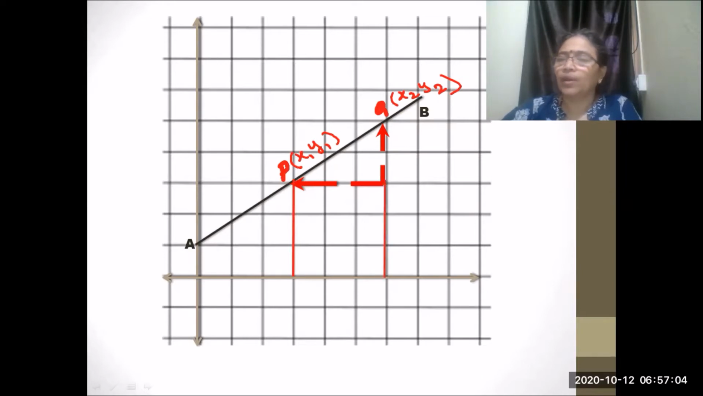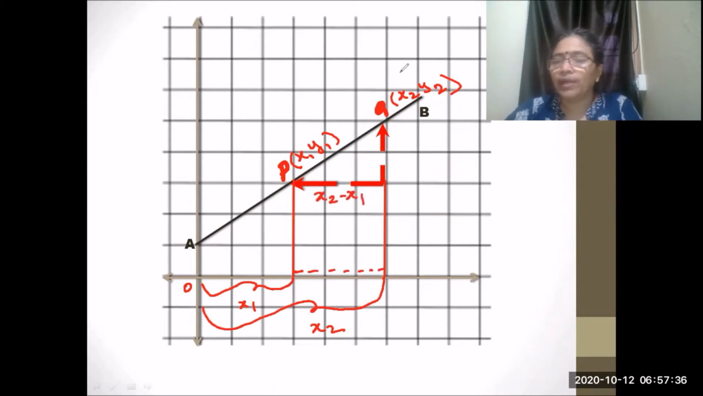Now, the distance from the origin to the first point on the x-axis will be x1. We all know that. And the distance from the origin to the second point is x2. Now, what is this portion? This portion will be x2 minus x1.